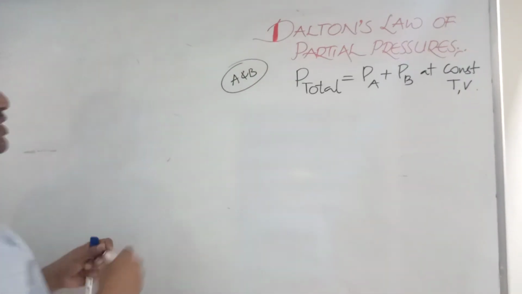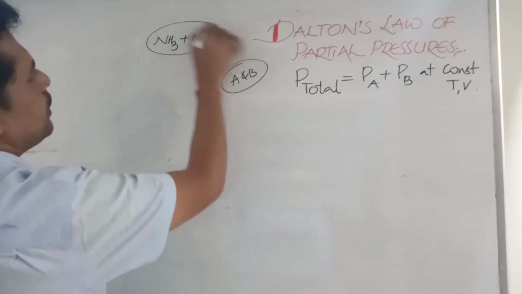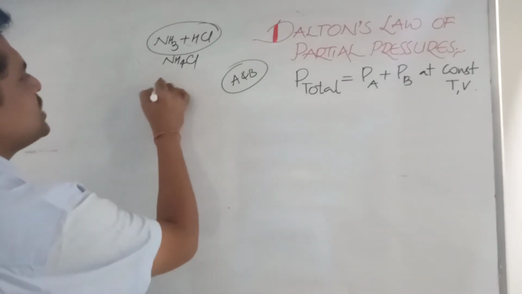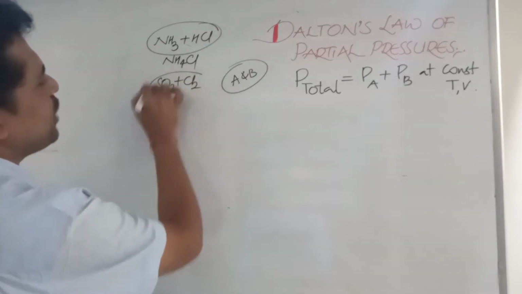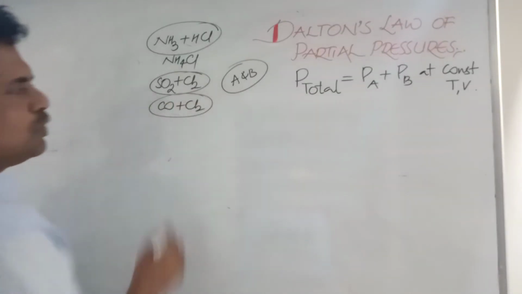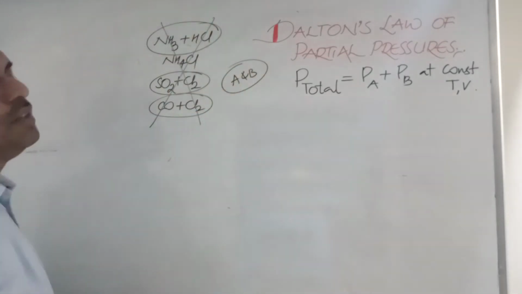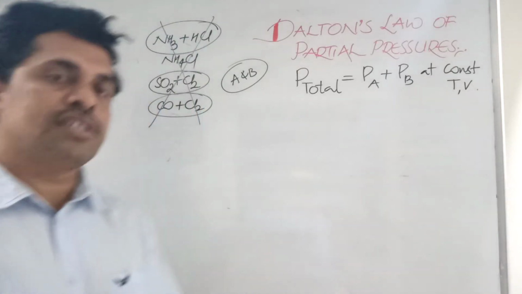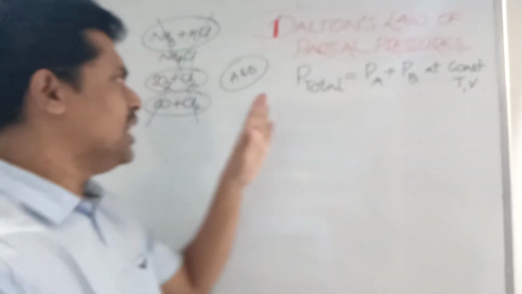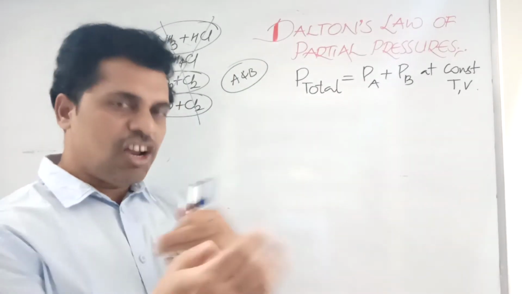For example, if you see ammonia and HCl, they will give you NH4Cl. That means this reaction is not possible. SO2 plus Cl2, sulfuryl chloride, not possible. CO plus Cl2, COCl2. For such kind of mixtures, we are not going to apply this law. Dalton's law is not applicable for all such mixtures. The first condition is that whether it is A, B and C, whatever the number of gases you are taking, they must be non-reacting gases.